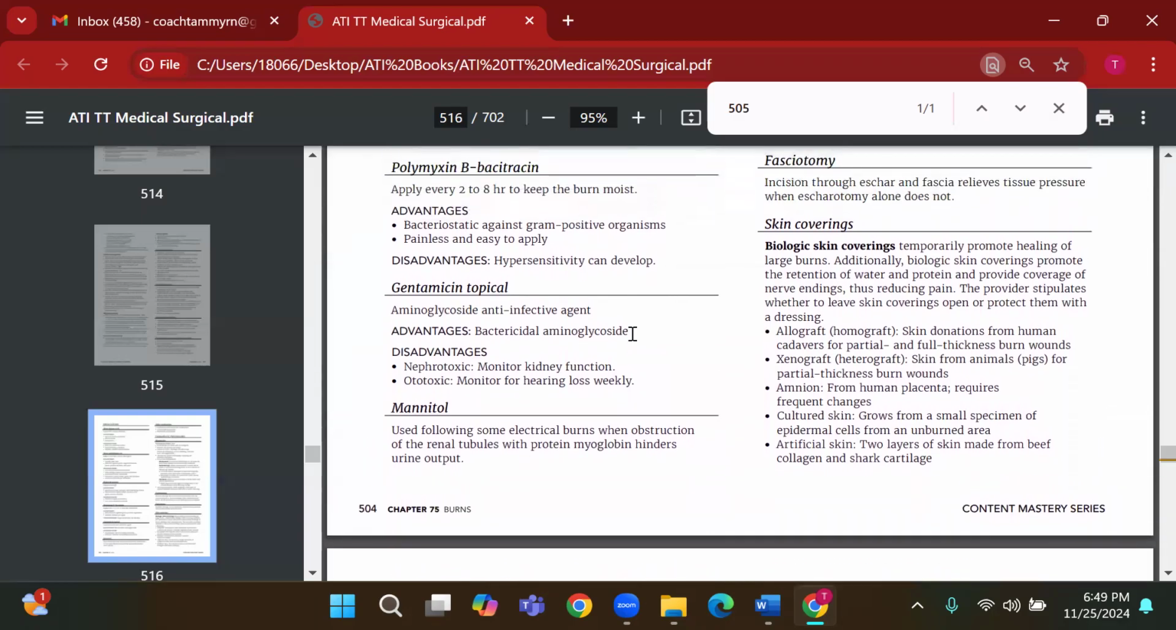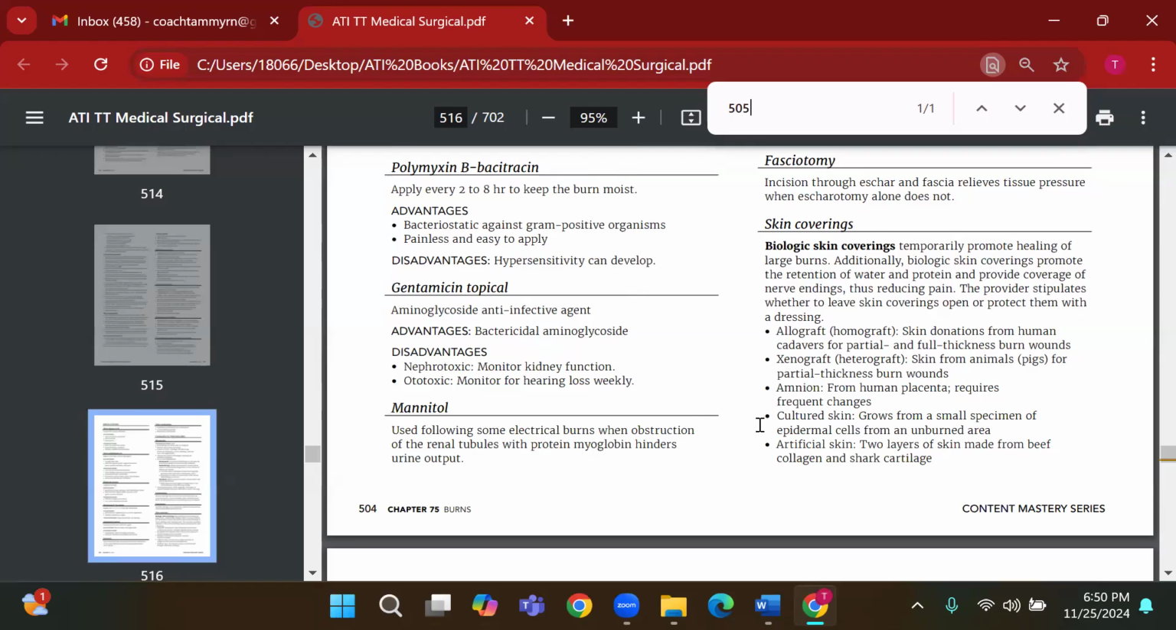This one here is an aminoglycoside. So if they ask you for an antibiotic, I'm going to say gentamicin. It's probably what they're going to give. But remember, any mycin drug, although this doesn't have mycin in the name, it is still a mycin drug. Got to monitor kidney function and hearing loss and be aware of that.